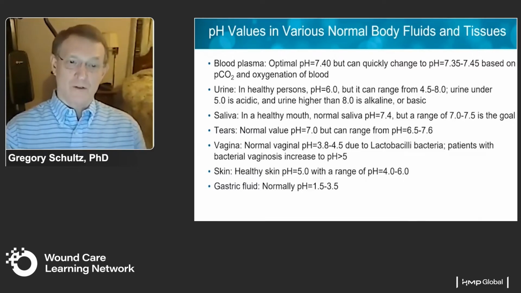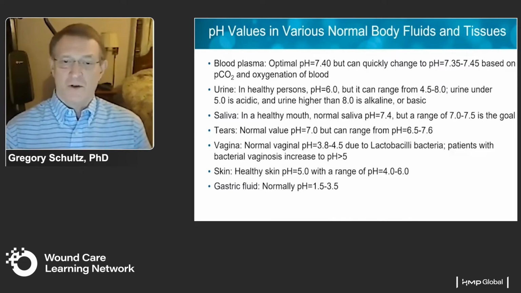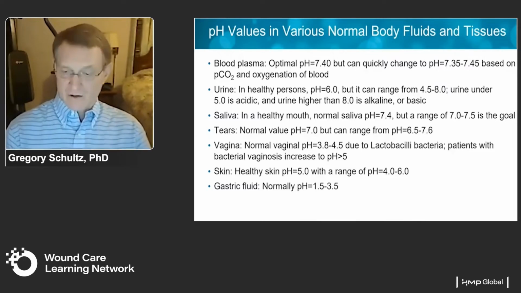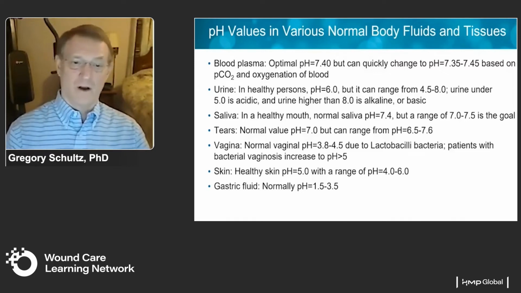Now, normal healthy skin has a pH of about 5.5, so between 4 and 6. And of course, our gastric fluid is very acidic, down to around 1.5 to 3.5.